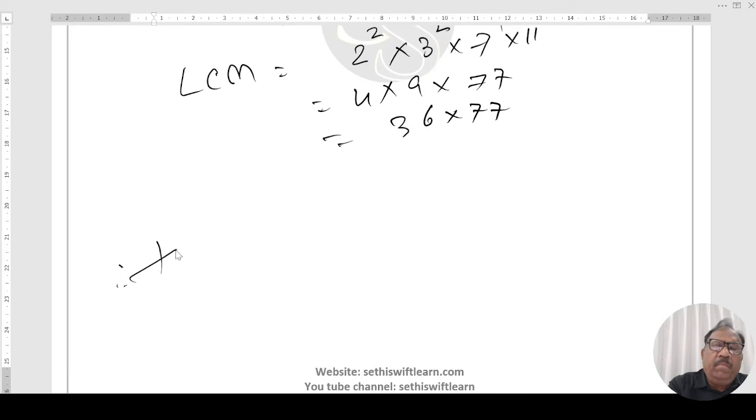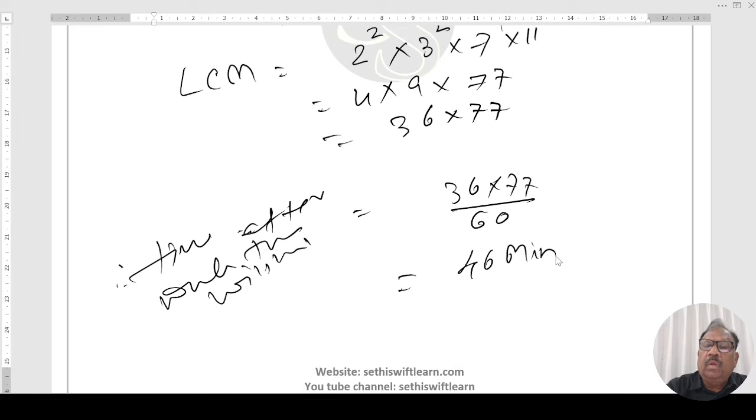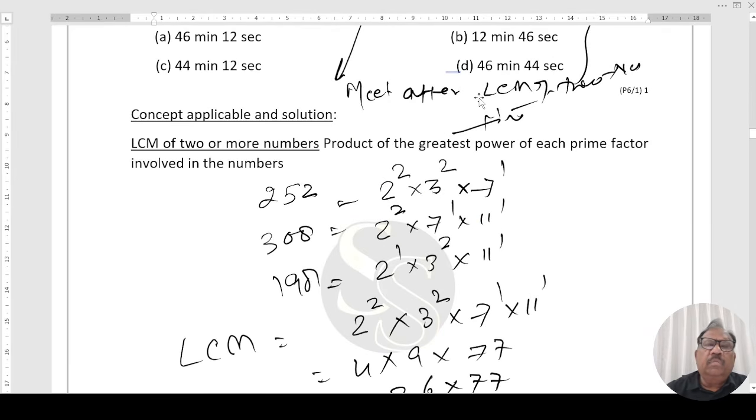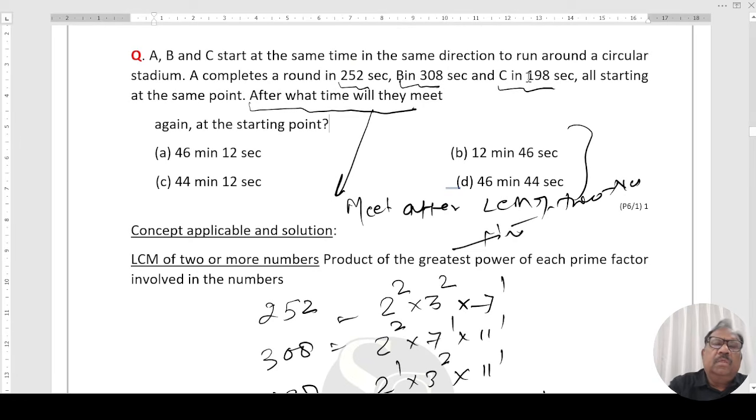Therefore, time after which they will meet will be equal to 36 into 77 divided by 60. इसको सिंप्लीफाई करने पे ये आता है 46 minutes and 12 seconds. कैलकुलेशन आपके लिए छोड़ दिया. ठीक है, this is the answer. तो करेक्ट आंसर is A option, is the correct option. राइट. Next question.